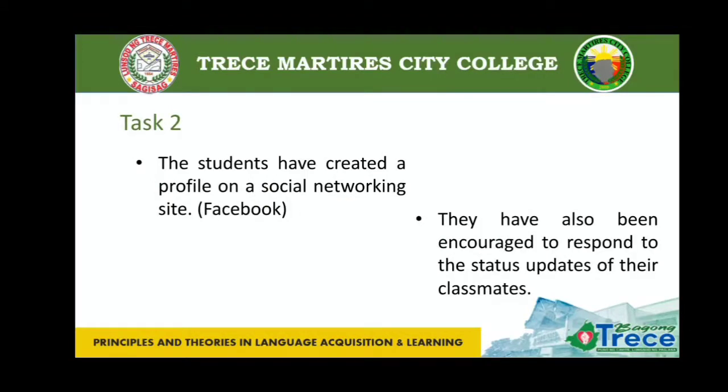Then next, task 2. The students have created a profile on a social network site, which is Facebook. The students have to log on to Facebook a minimum of 3 times per week in order to read what their classmates have posted and to update their status. They also have been encouraged to respond to the status updates of their classmates. In addition, as is the nature of social networking sites, the students each have their own set of friends who are not members of the class and with whom they also exchange information and updates of their classmates.